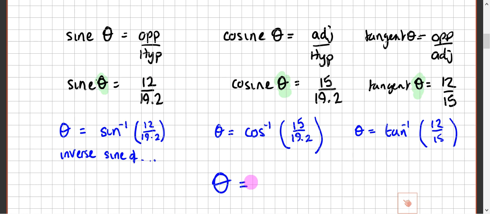So all we need to do is use our calculator to find the inverse of those things. Anyone know how to do it? Yes, it's your second function. What I would do is put it in as a division. Don't do the division and then round it. Just press your inverse sine or inverse cosine button, then put 12 divided by 19.2 and close the brackets. Can you do it with all three and check that you do get exactly the same answer? And if you don't, why not? 38.682 for sine.